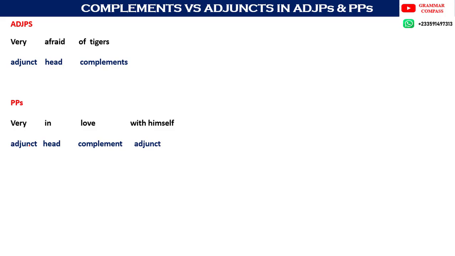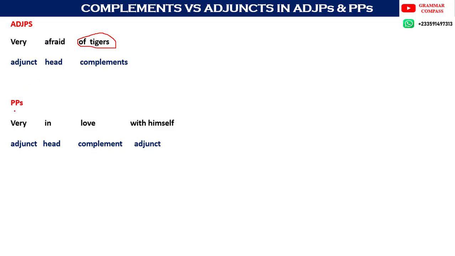Now, how do we determine complements and adjuncts in adjective phrases and then prepositional phrases? Now, in adjective phrases, the of preposition becomes our complement. So, for example, we have very afraid of tigers. Here, very is our adjunct. Afraid is our head. The complement will be of tigers. So if it is not an of preposition, then we do not have a complement in an adjective phrase.